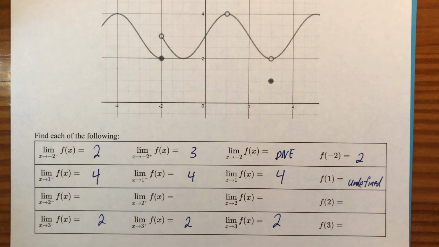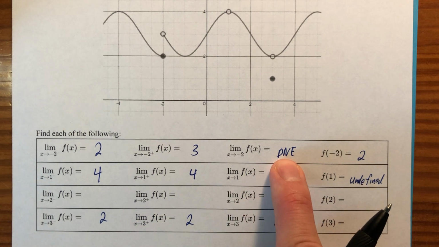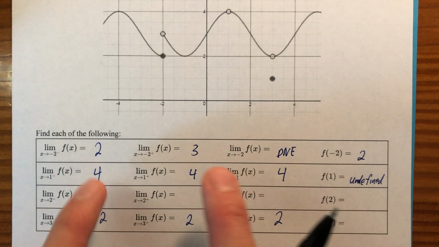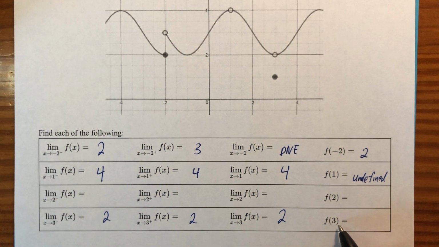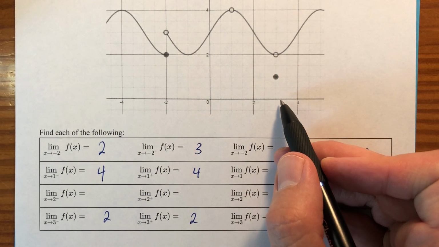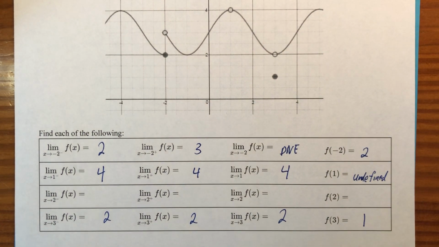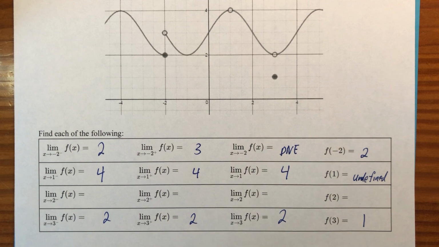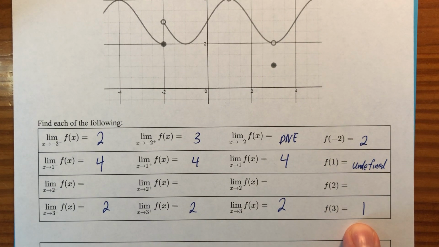And notice that this number of the limit always matches left and right. And the limit doesn't exist if left and right don't match up. Okay? What's the value of the function at 3? Well, that would be that dot, which is at 1. So we have a discontinuity here, and we have a limit that exists, and we have a function that is defined, but they don't match up.